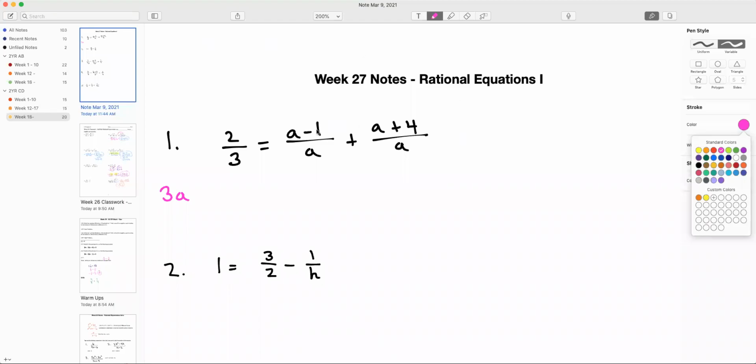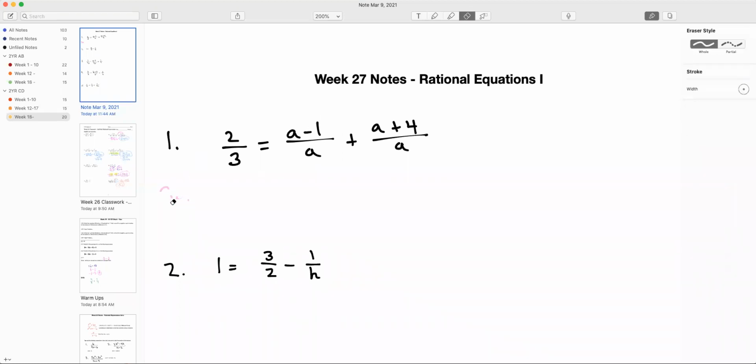Okay, this is rational equations. First week we're doing this. So what we're going to do is first copy this. And in order to solve this, we have fractions, right? 2/3 and all this stuff. What we have to do is look at all the denominators, 3a and a. And we need to find a common denominator.